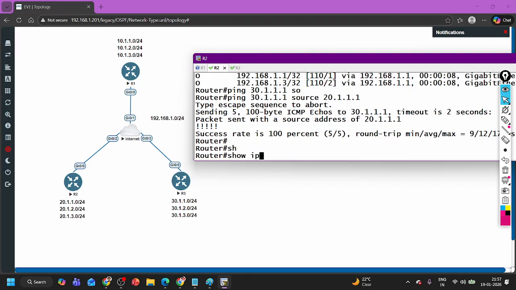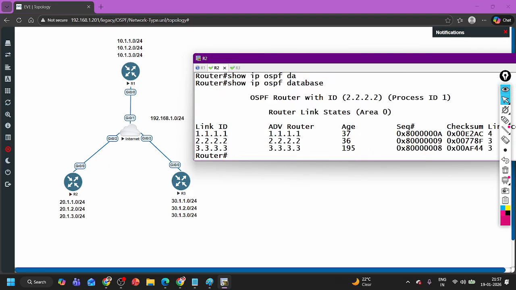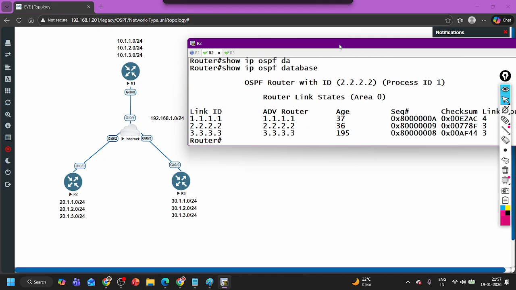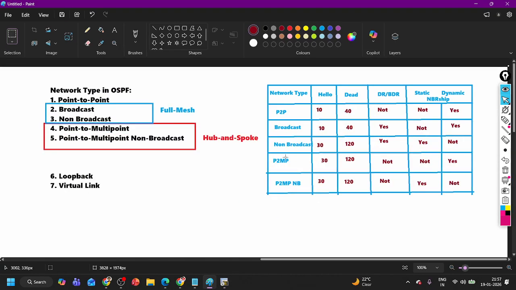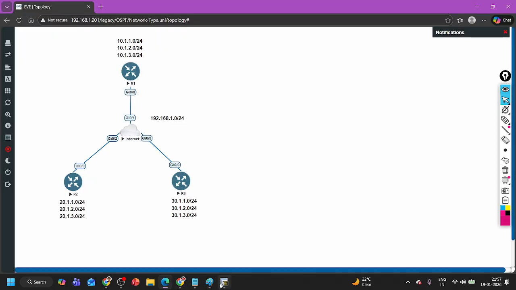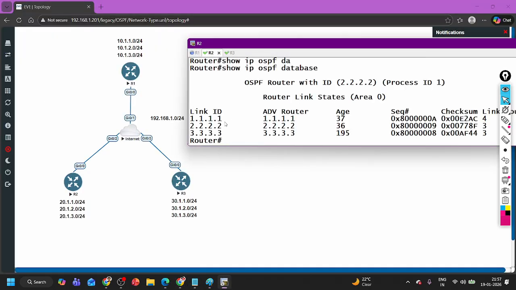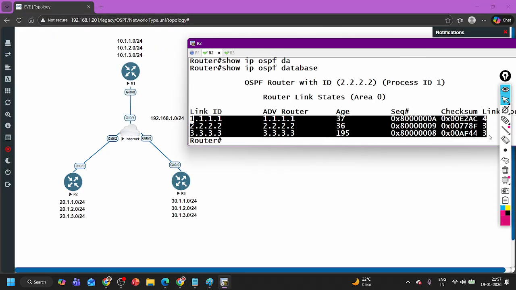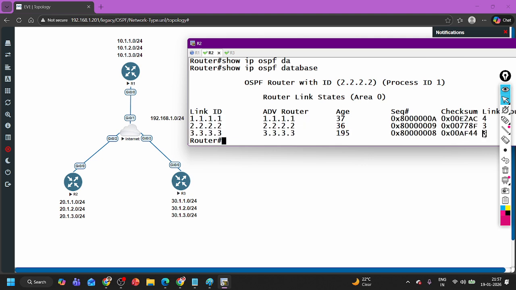Now, show ip ospf database. In the database, you can see, right, in point to multipoint we don't have DR and BDR. The DR, BDR election has not happened. Correct? We don't have any DR and BDR. We have 3 router LSAs. In the router LSA of R3, you can see 3 links.